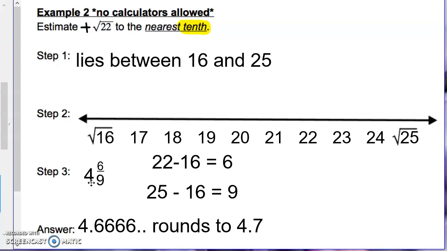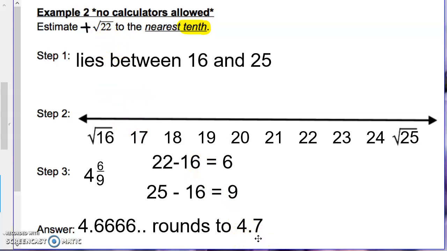Now my decimal part is a little bit trickier to find. To find my fraction, I first take 22 minus 16, which gives me 6. So the distance between 16 and 22, my top number, is 6. Then I find this whole distance here. So I take 25 minus 16, that gives me 9. So now my approximate answer would be 4 and 6/9. When I put 6 inside the house and divide it by 9, I get 0.666 repeating. Rounded to the nearest tenth, my answer would be about 4.7. So the square root of 22 is approximately 4.7.